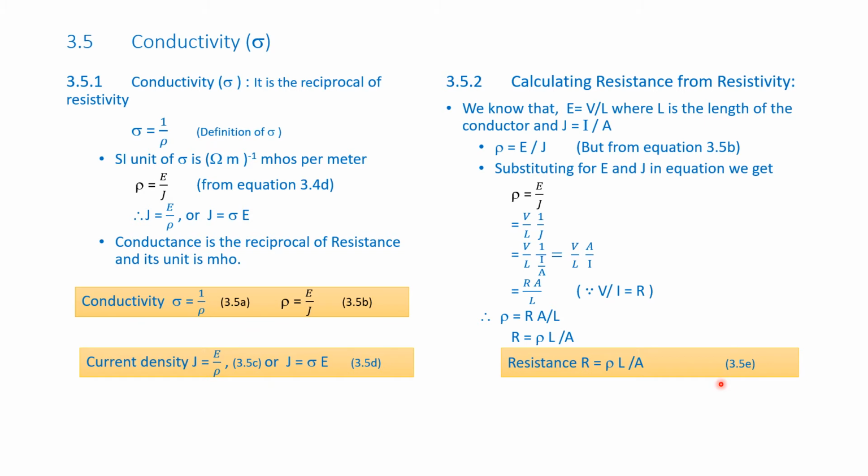In this slide, we have very important relationships. One is for conductivity. Conductivity is sigma equals 1 over rho. That is, conductivity is the reciprocal of resistivity. And current density is J. Current density J equals E by rho, or J equals sigma into E. And the relationship between resistance and resistivity is given by the equation resistance R is equal to rho L by A. This is equation 3.5e.